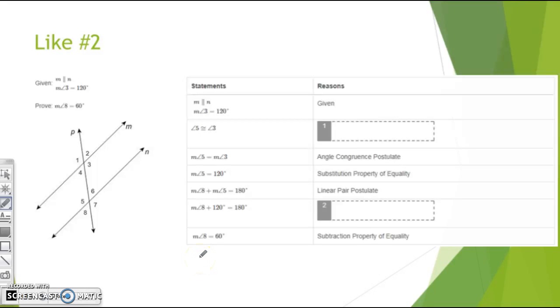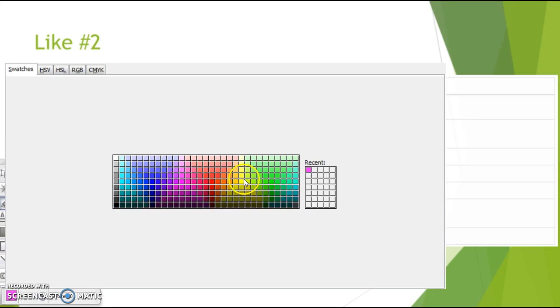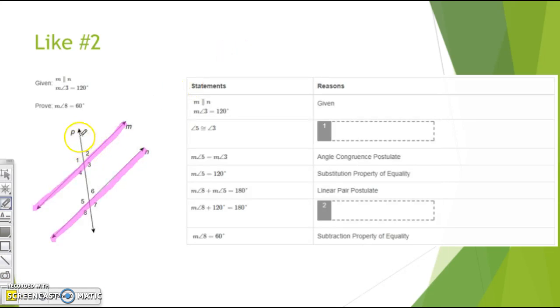Right, here we have parallel lines and a transversal, and we have a proof. So let's look at our proof. First of all, they tell us that line M is parallel to line N. That's given. These guys right here are parallel. So that means we know that this other line here, line P, is a transversal because it intersects both of the parallel lines. All right, they tell us that angle 3 is 120 degrees.